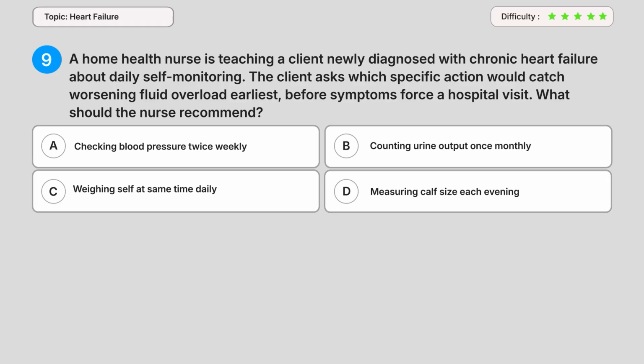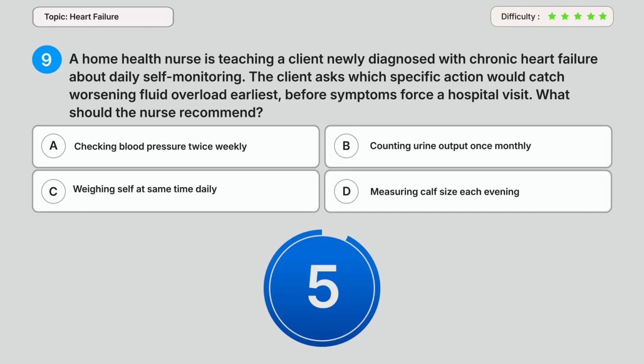A. Checking blood pressure twice weekly. B. Counting urine output once monthly. C. Weighing self at same time daily. D. Measuring calf size each evening. Can you guess the answer?